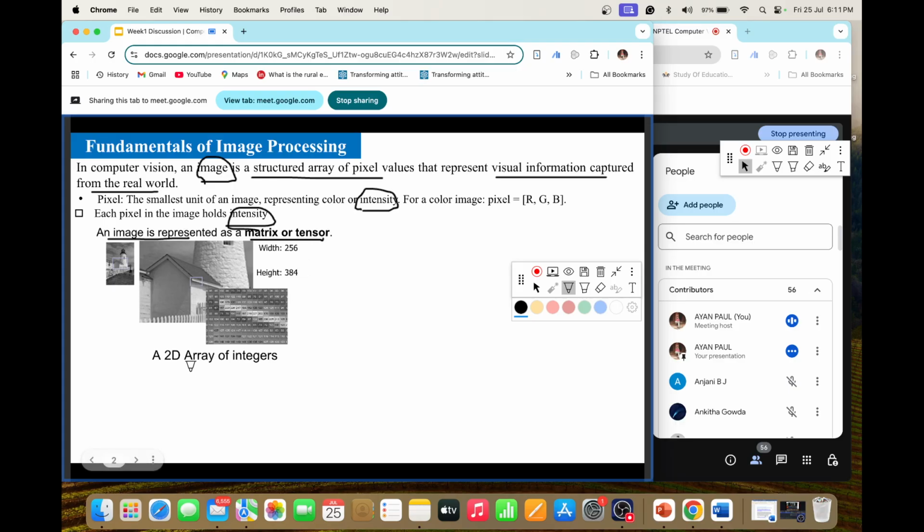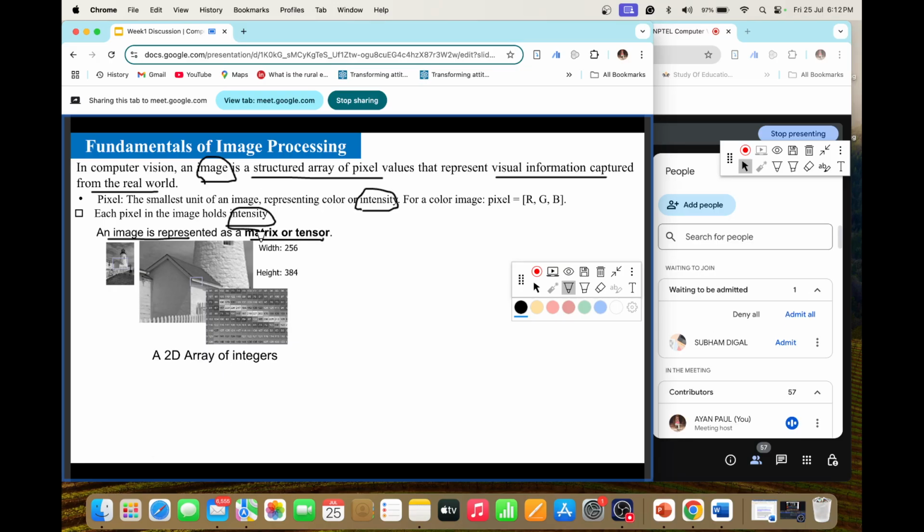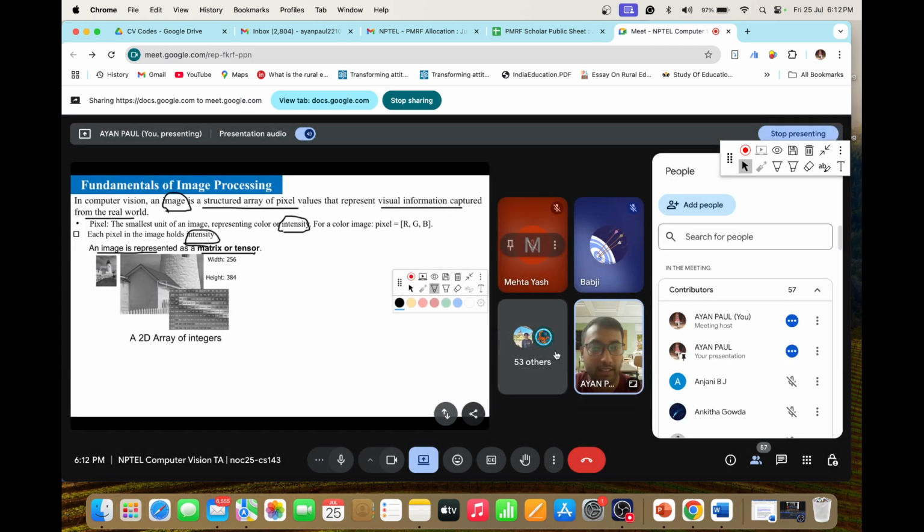An array is a collection of numbers. Then there is something called a tensor, and a tensor can be of various forms. A 1D tensor is known as a vector, a 2D tensor is known as a matrix, and a 3D tensor is commonly called a tensor. That is why we call an image a collection or an array of integers, and this array we represent in the form of a matrix if we are dealing with only a 2D array. There can be a 3D array also, which we will discuss.